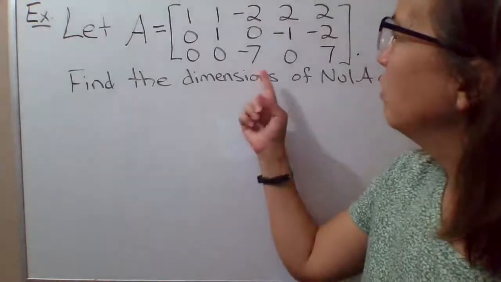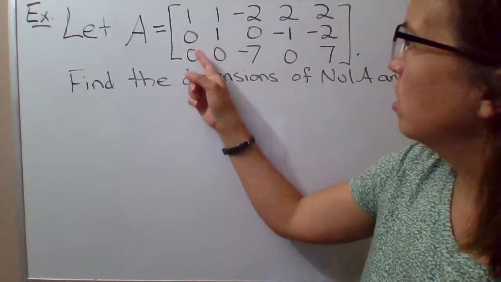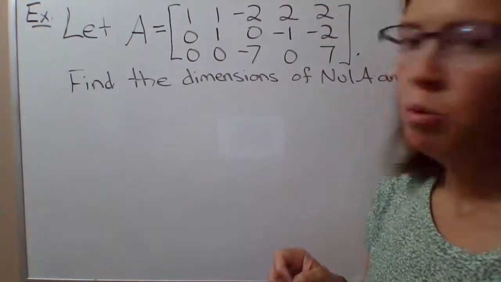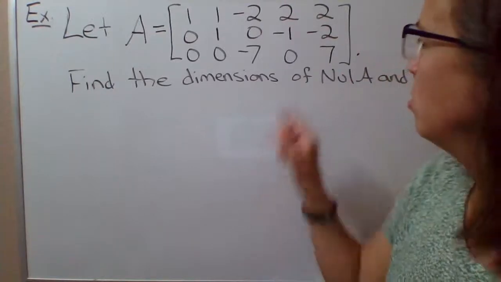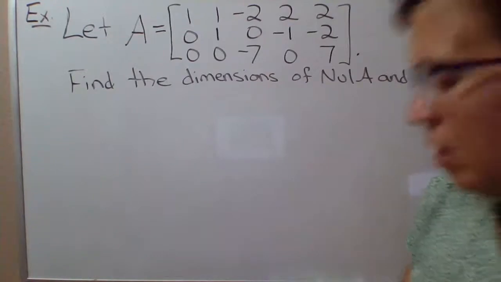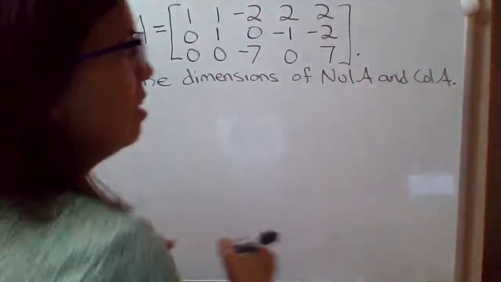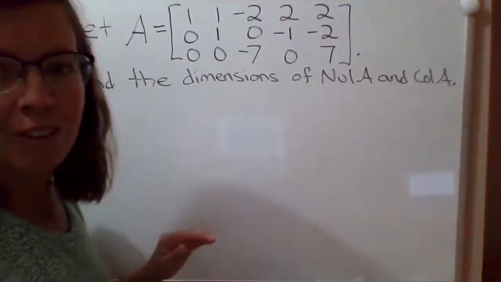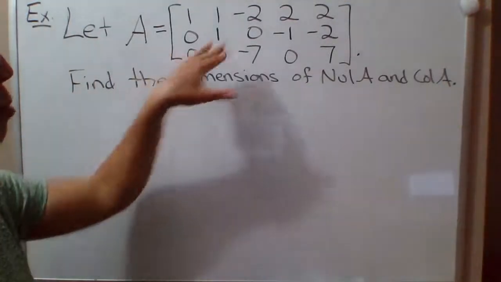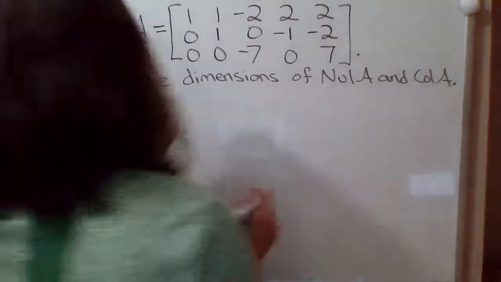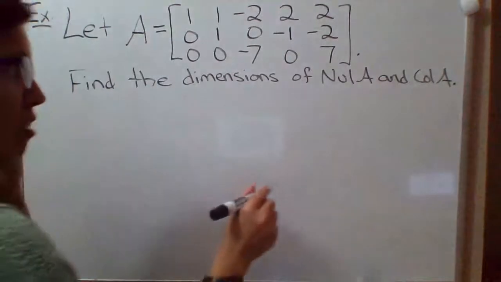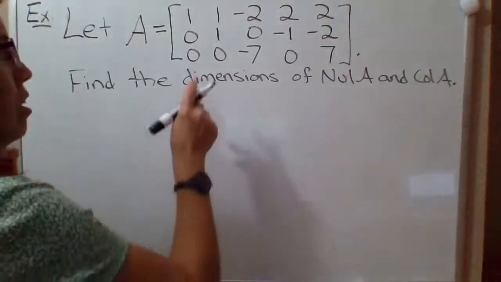So in this example, you're given a particular 3 by 5 matrix, and we're asked to find the dimensions of the null space and the column space of this matrix A. Either way, we're going to need the row echelon form for this matrix. In fact, I'm going to get this all the way to the RREF form. I want to completely reduce this matrix, and then we'll analyze it.